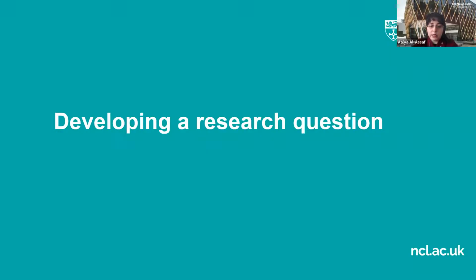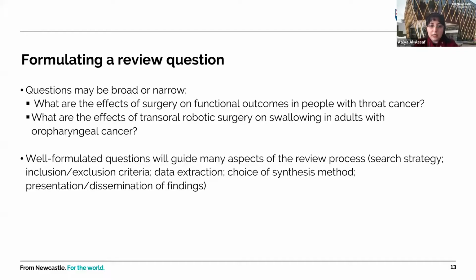So developing the research question is the first step in systematic reviews. The research question is the first step, and is a fundamental step. As mentioned earlier, it will have impact on all other steps in the systematic review, and therefore it has to be clear and specific.